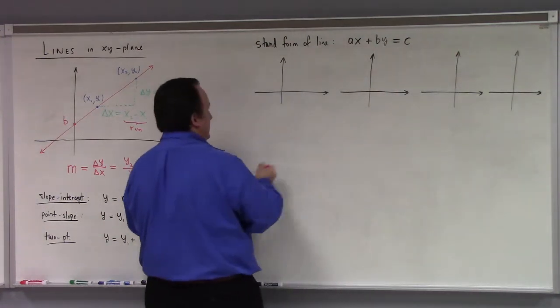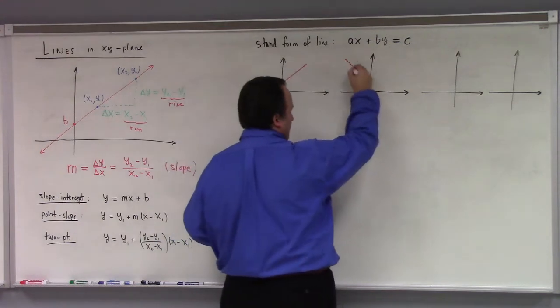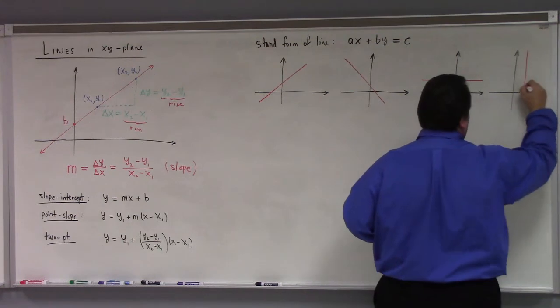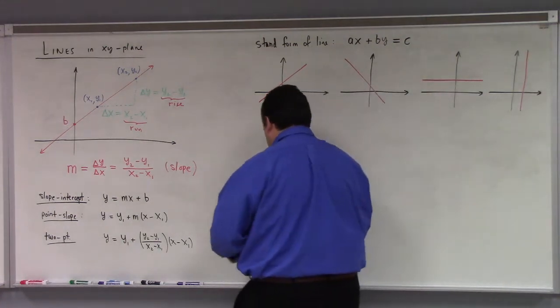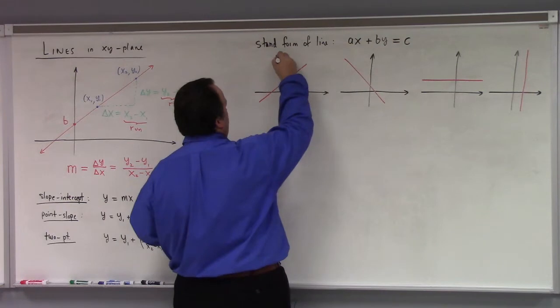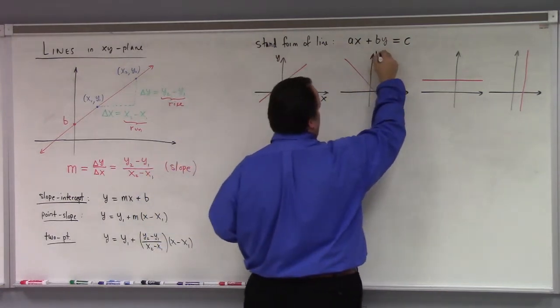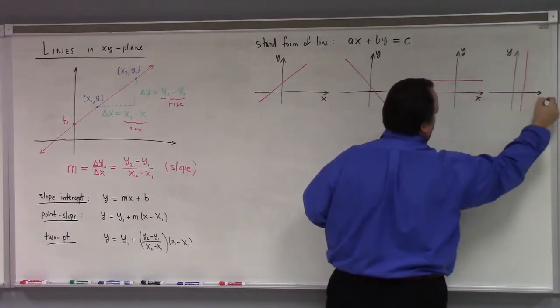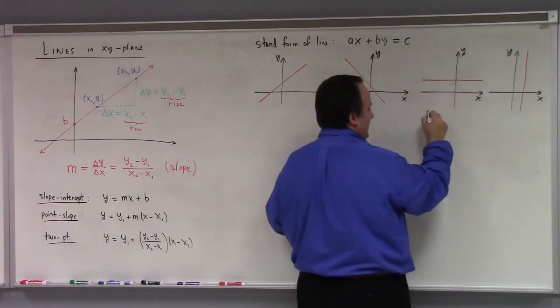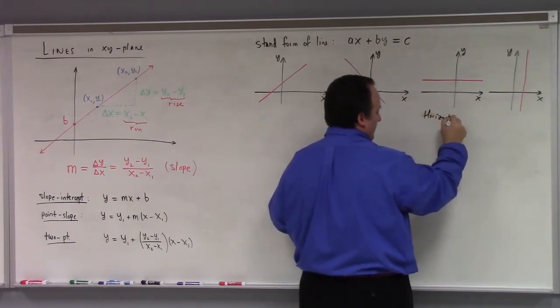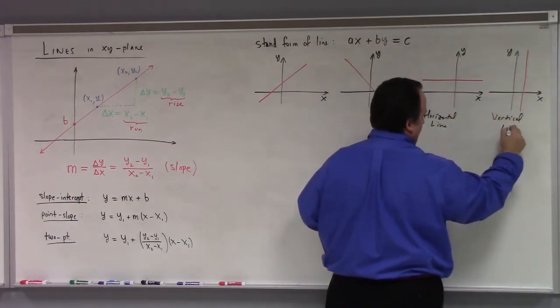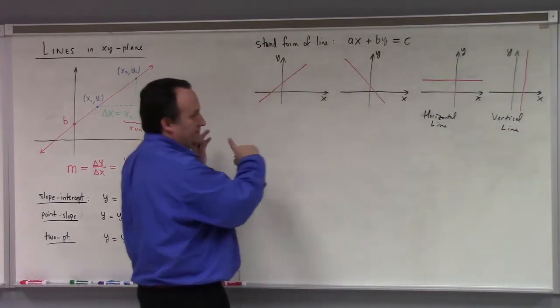So you could have one that looked like this, one that looked like that, one that looked like this, or one that looked like that. So let's talk about the slope of each one of these. The last 2 are really special cases, aren't they? So what do we call the last 2? This is a horizontal line, right? And this is a vertical line, right?